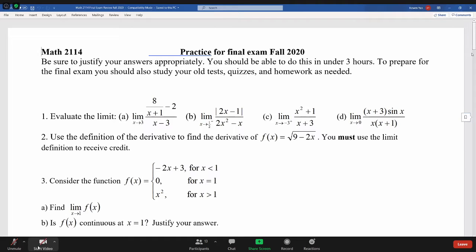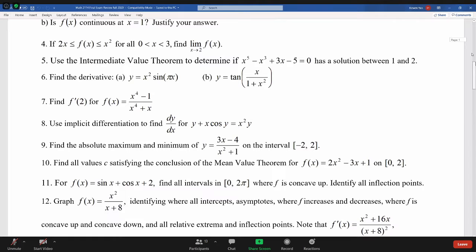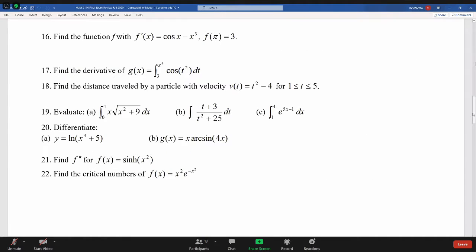Let's continue. We have finished a lot of examples, a lot of problems, right? We have finished 16, 17, 18, 19, 20, right? So let's continue with 21, okay? Let's do number 21. Find the second order derivative for this function.